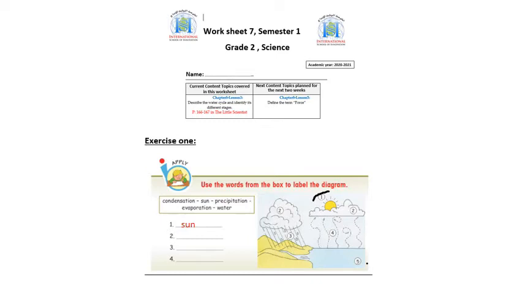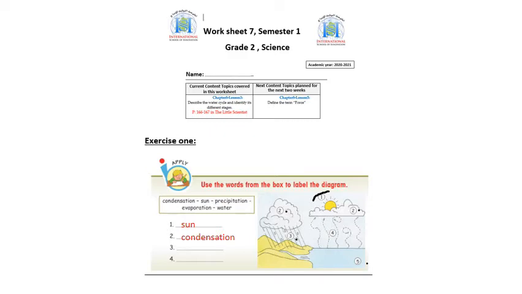Number 2, what can you see in number 2? We can see clouds, right? We know that water vapor rises high up in the sky, right? And changes to water droplets forming clouds. So what is this stage? What do you think? Is it evaporation or condensation? It's condensation.